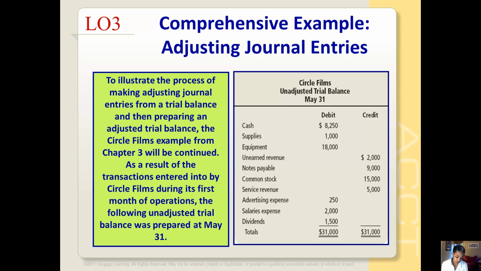So as a result of the transactions entered into by Circle Films during its first months of operation, the following unadjusted trial balance was prepared at May 31st. So notice again that the trial balance does balance. The debits equal the credits.